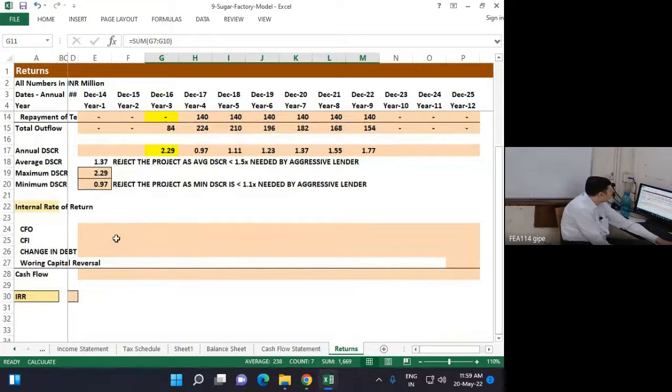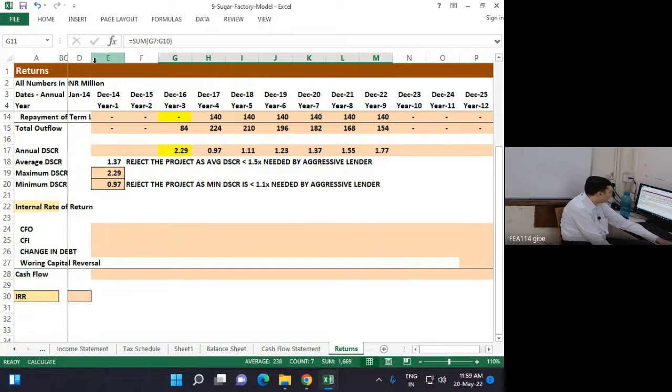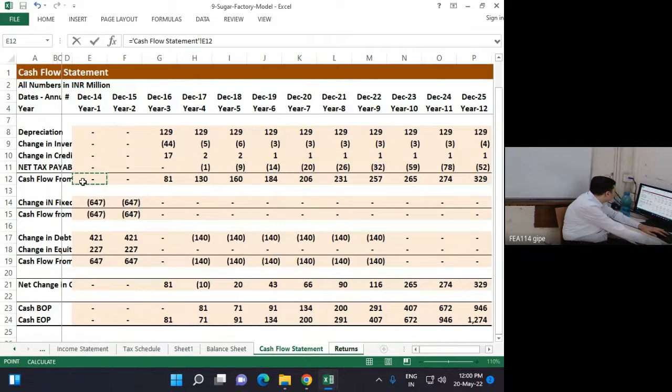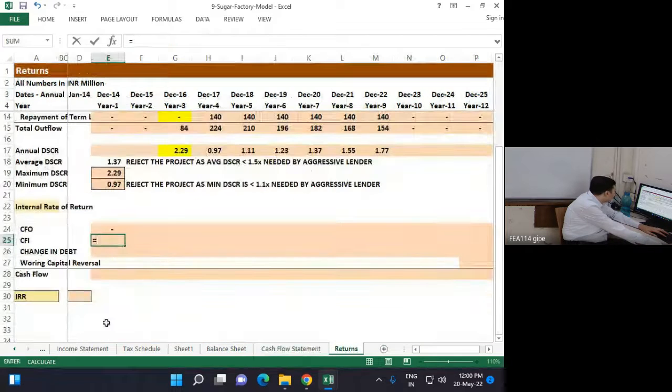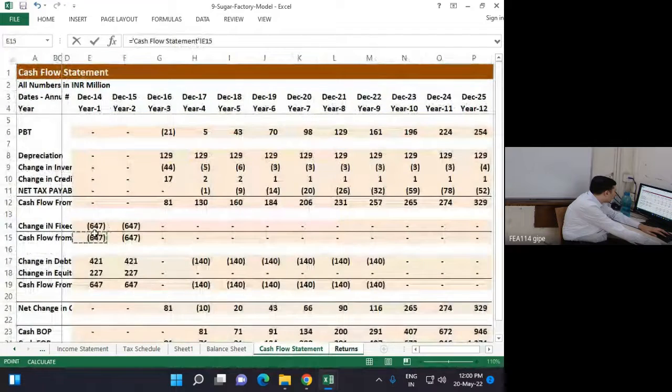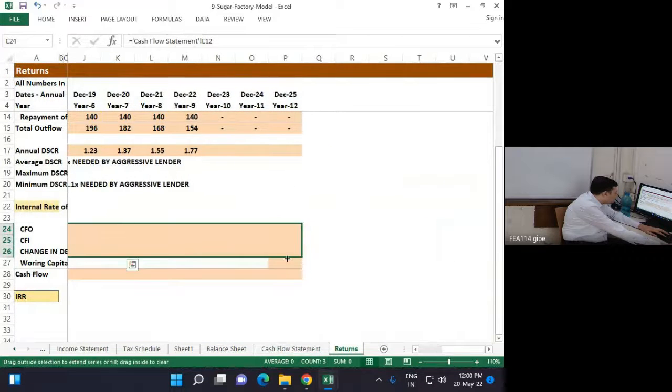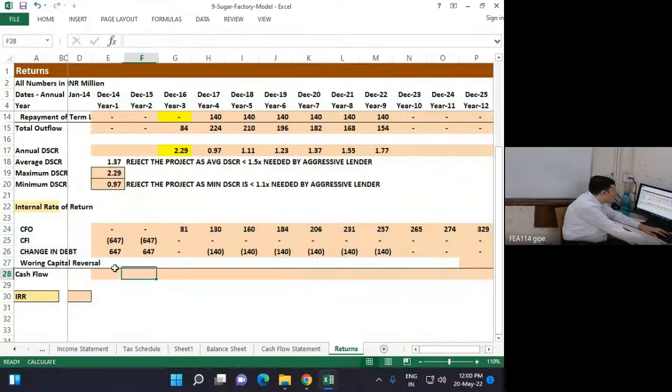ठीक है. So that is one. Second, let us look at the project from the promoter's perspective. Now, from promoter's perspective, all you have to do is find the FCF. How do we find FCF? Let's take the CFO, CFI, and change in debt all from cash flow statement. And one additional thing that we have here is reversal of working capital. Let me explain that. But before that, CFO, CFI, and change in debt you take from cash flow.